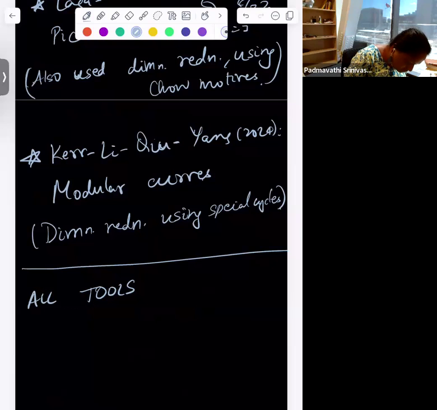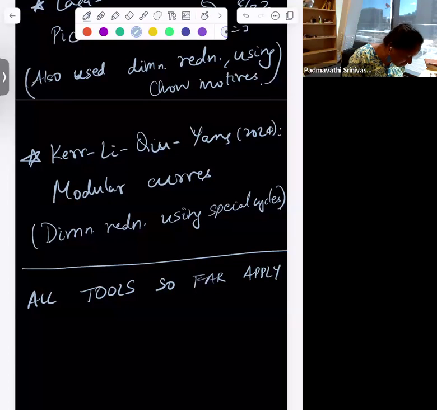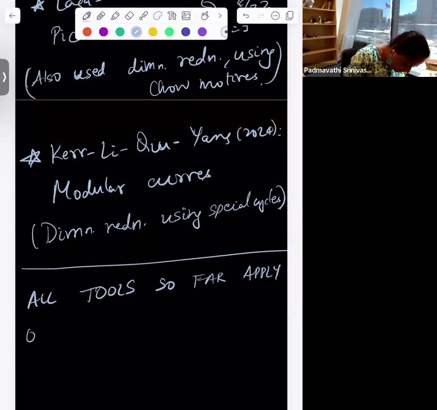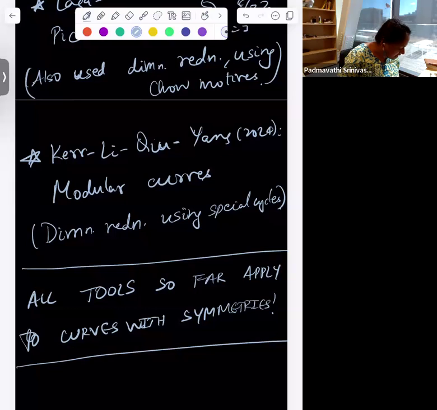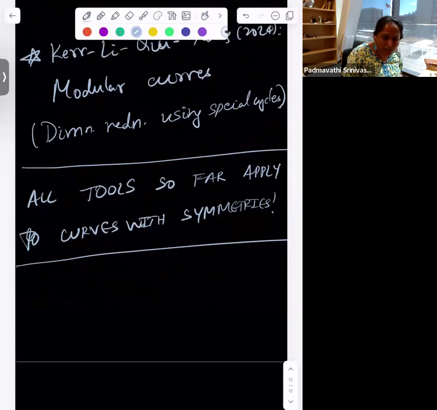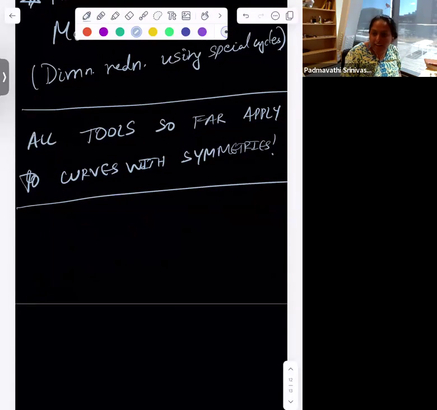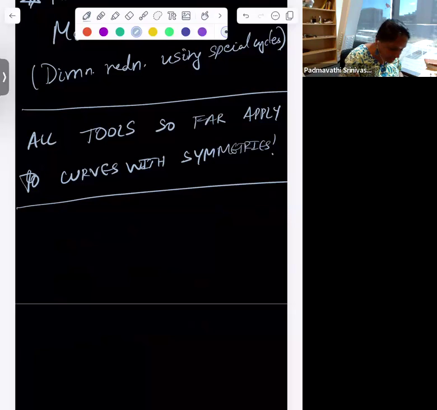All of these tools so far really can only be used, or not only, but are heavily used, for curves which possess these additional symmetries. And somehow you leverage these symmetries to understand the Ceresa cycle, right? So my main question right now is, what if I didn't pick someone's favorite curve, some very special kind of curve? What if I picked a curve at random, right?